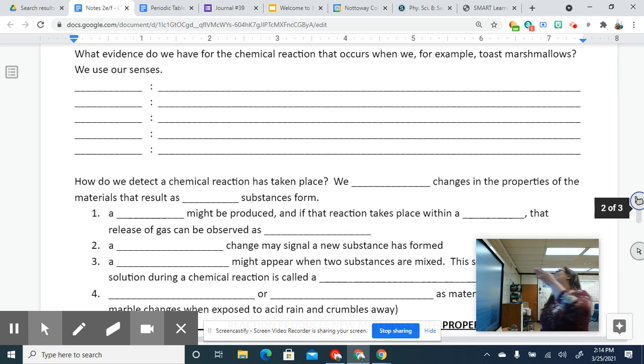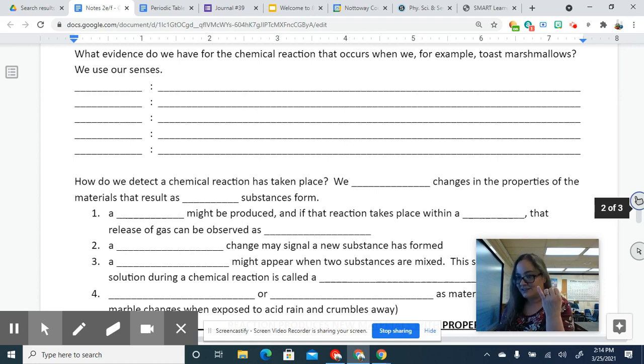So let's think about toasting a marshmallow. If we're toasting a marshmallow, what things do we observe using our senses that let us know that this is a chemical change? So for example, first thing I would do is ask, what are the senses? So, tell me, what are the senses?